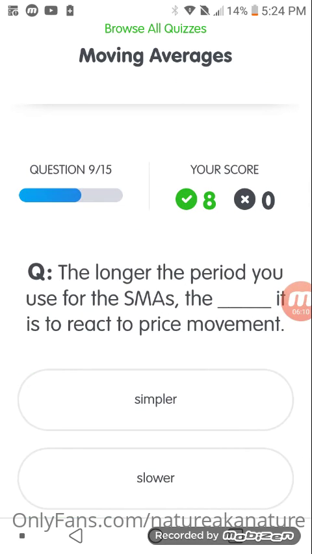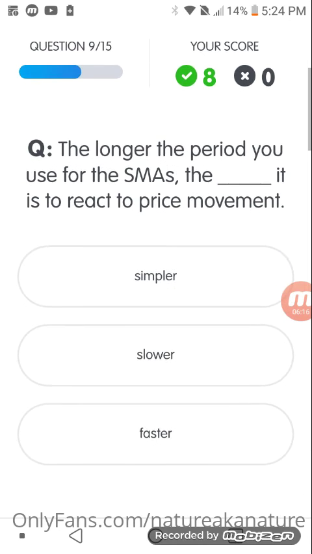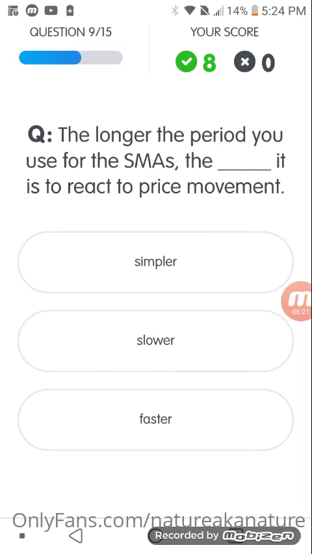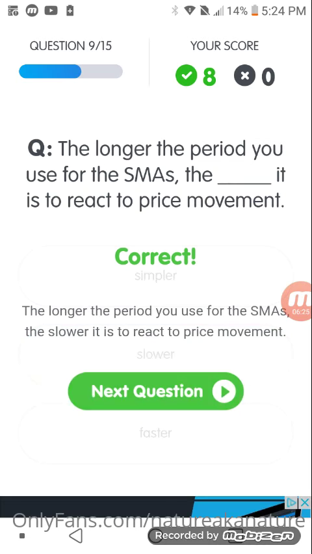All right, so the longer the period you use for the SMA, the slower it is to react to price movement. I usually use the SMA on MetaTrader 4. In the app, the SMA starts you off at a default of 10. Okay, that's not too bad.